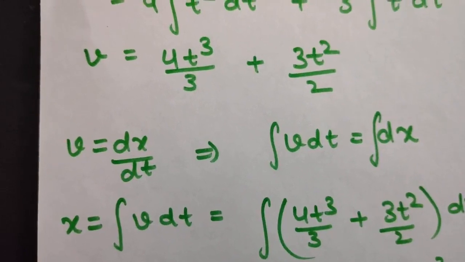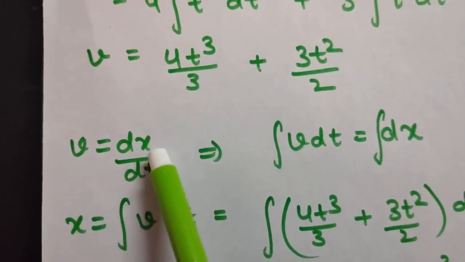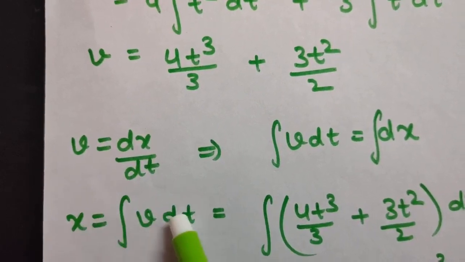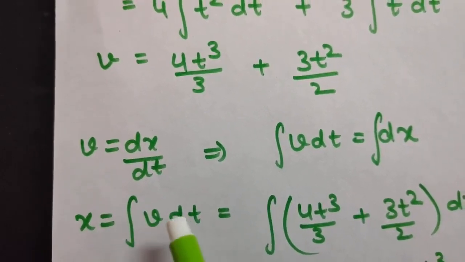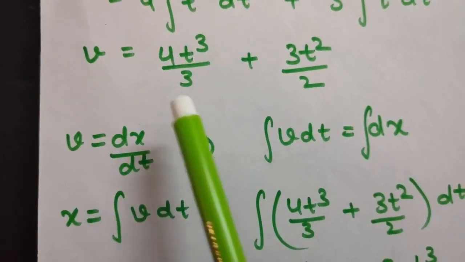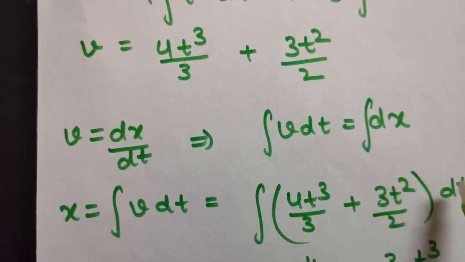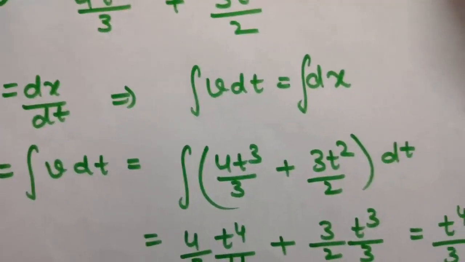So from this formula we have calculated the formula of x, because in this question we have to calculate distance. Now we have just calculated v, that is 4t to the power 3 upon 3 plus 3t square upon 2 dt. Again you have to do the integration.